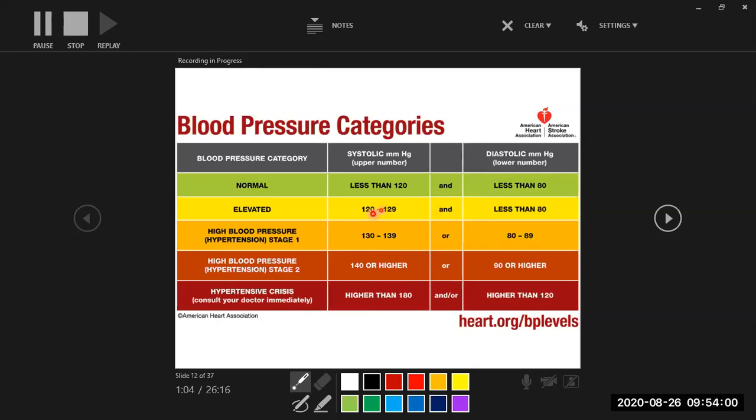So that is the number that you as a healthcare giver, working to take care of the patient, need to have in mind: 120 over 80 is okay, but 130 over 80 is considered stage 1 hypertension.